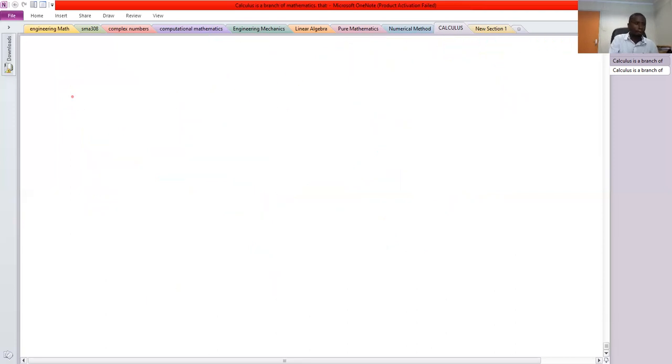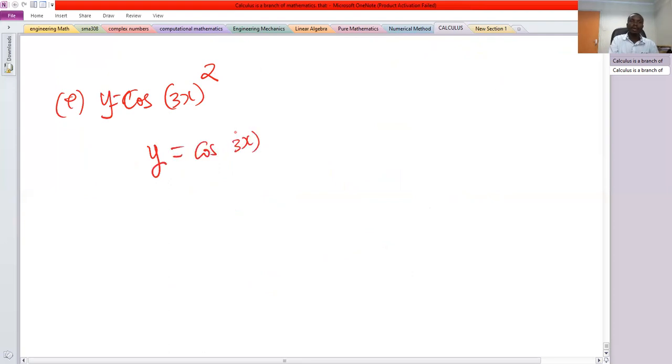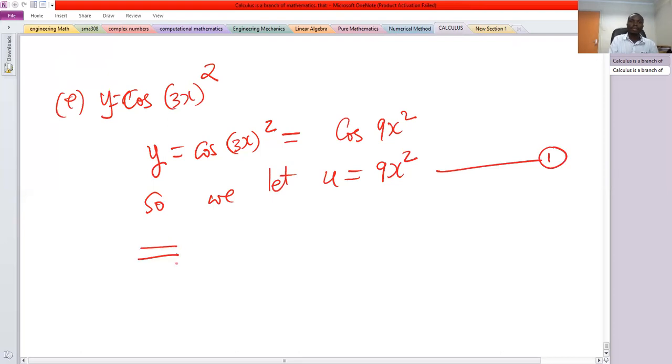And then part E, y is cos of 3x and then square. Now what you do first is to know that y equals to cos 3x then square is the same thing as writing cosine of 3x squared, which is 9x squared. So we let u to be 9x squared, which means y will be cosine of u.